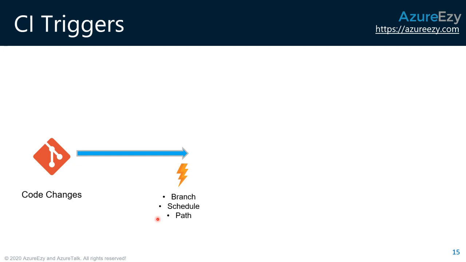So in your version control system, you might have various folders. Within each folder, you might have certain code or certain files which might not require a build. For example, web.config file changes do not require a build. It is not compiled code.